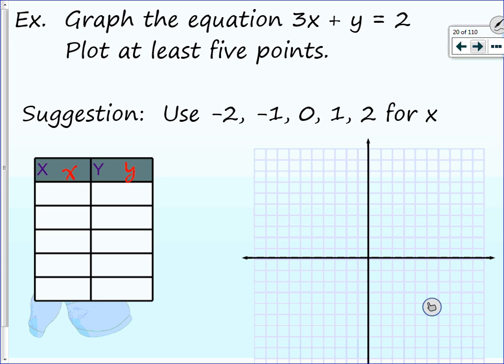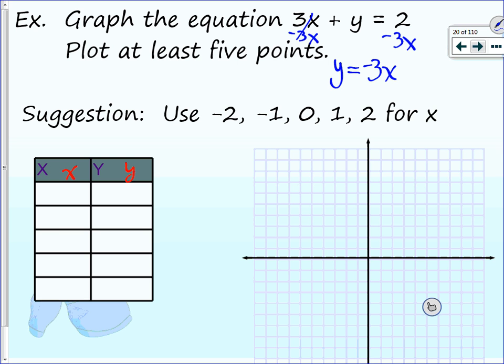But since I'm choosing x values, it's going to be easier for me to solve for y. So if I get y by myself, this is going to be a faster process. So if I subtract 3x on both sides, I get y equals, and generally people write the term with the x first. It'll make a little more sense than putting the y term first.